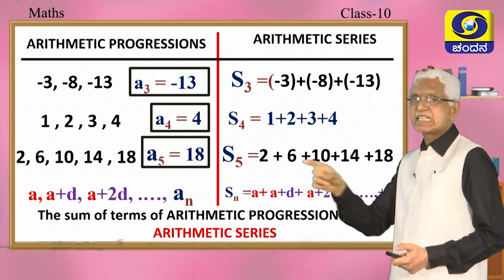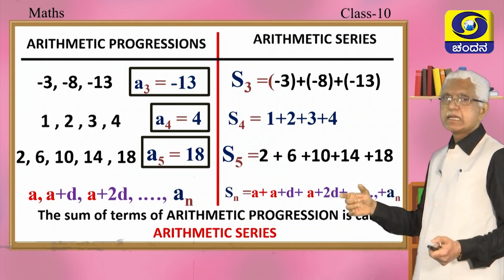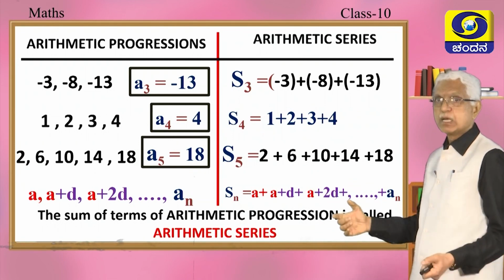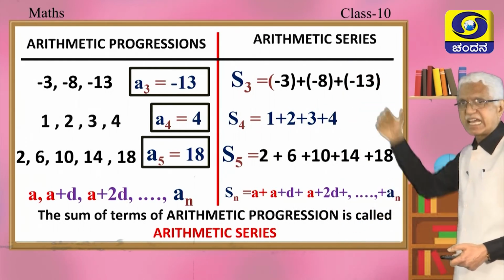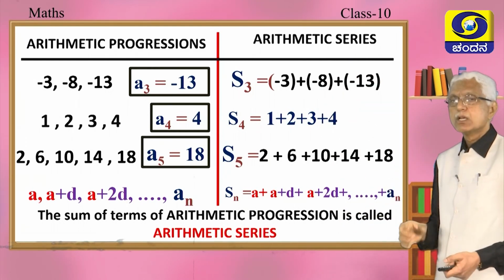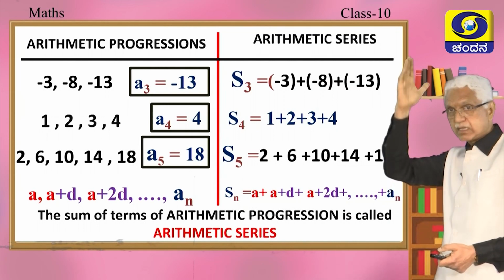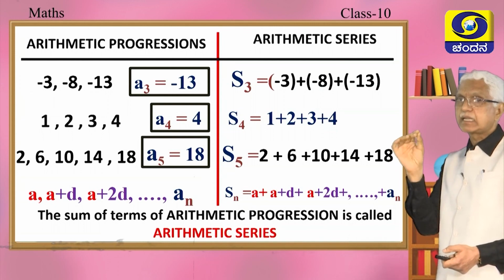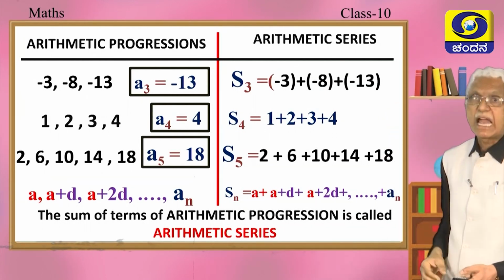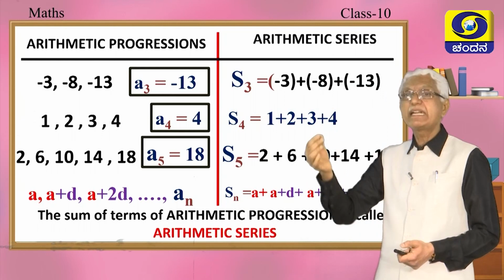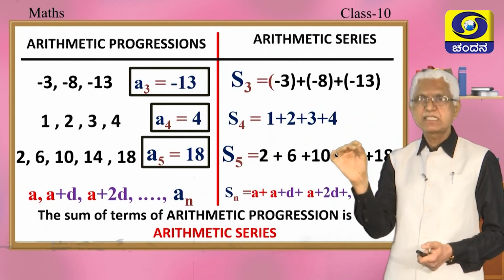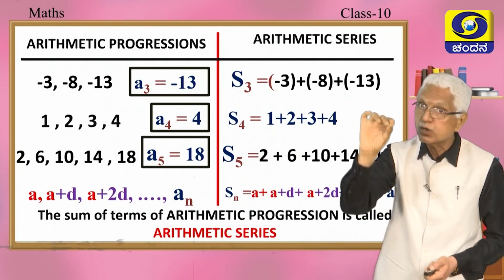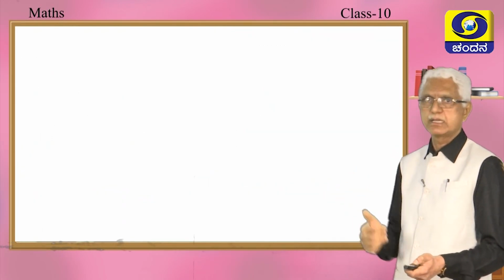So, similarly in the general form, what am I writing? Sn is equal to A, the first term, plus A plus D, the second term, plus A plus 2D, the third term, dash dash dash An, the nth term. So, what have I done on the right hand side? In the column on the right hand side, I have taken the sum of the terms of the arithmetic progression and it is called an arithmetic series. So, an arithmetic series is nothing but the sum of the terms of an arithmetic progression. That's really good.